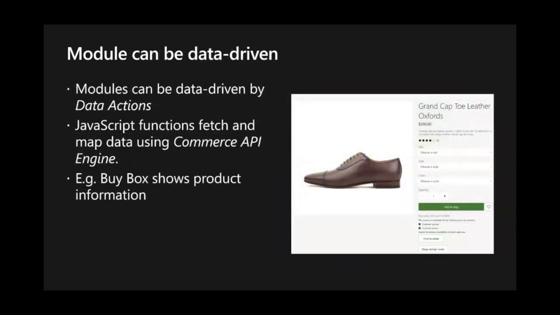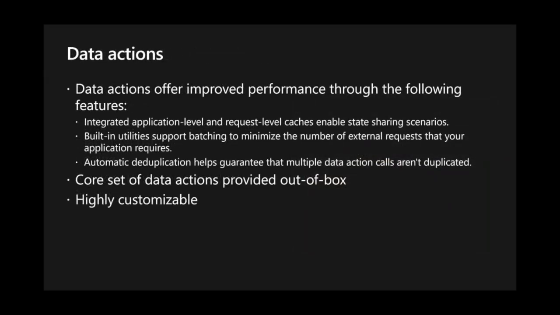But there are also modules that can be data driven by data actions. A data action is basically a JavaScript function that fetches and maps data using the Commerce API engine. An example is the buy box on the product details page where it shows product information. All it's doing is calling into the data action, which then calls into the Commerce API engine to retrieve the product information.